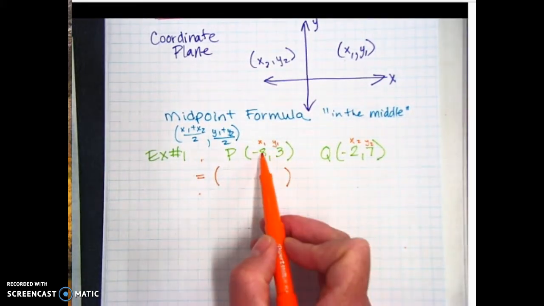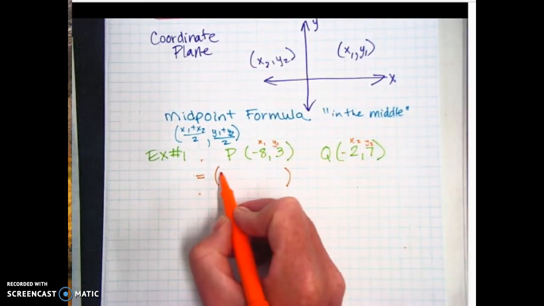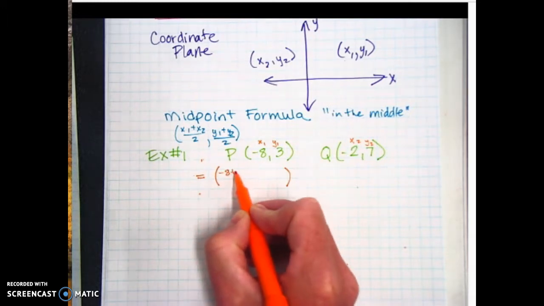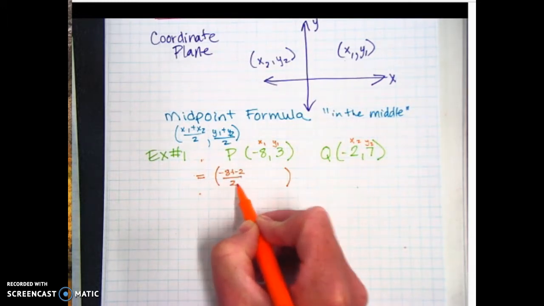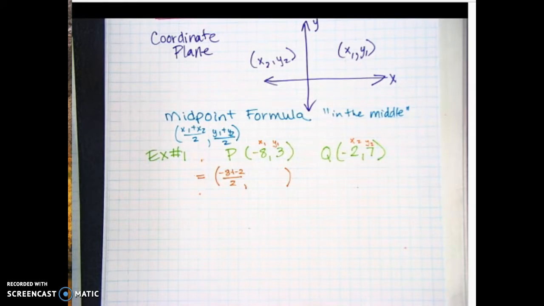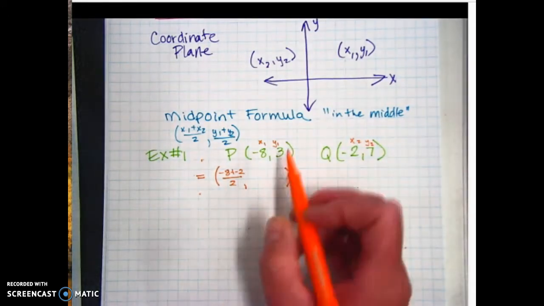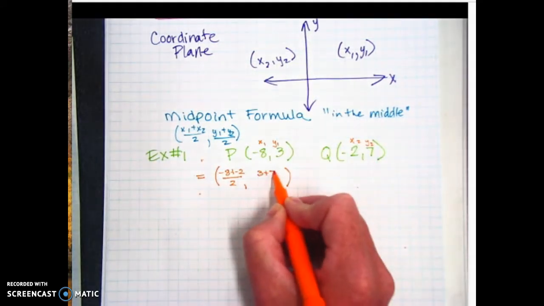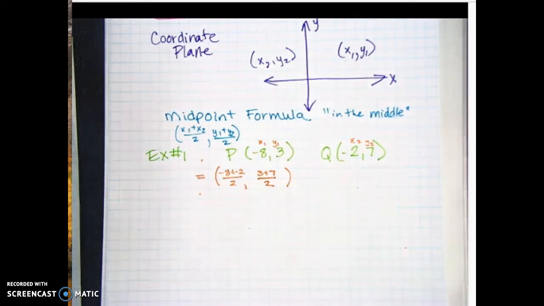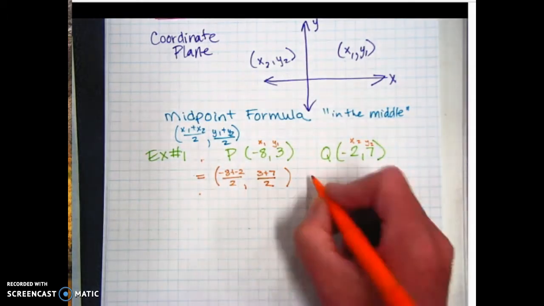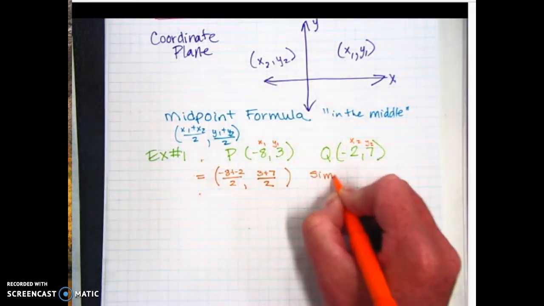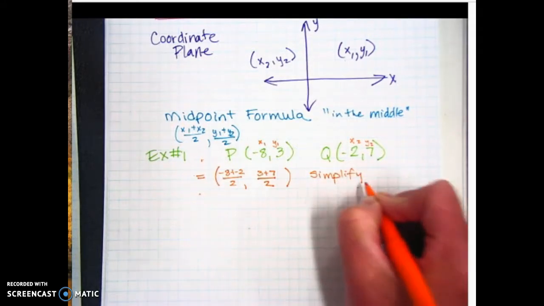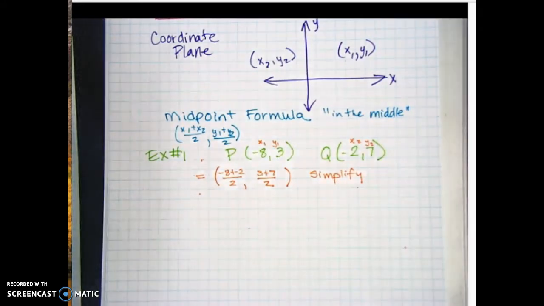We're going to take the x1 and the x2, add them together. So we're going to have -8 plus -2, and we're going to divide by 2. Then to get the y coordinate, we have to add the 2 y's together. So we're going to say 3 plus 7, and then divide by 2. From here, all you have to do is simplify. So as long as you plug it in correctly, it's basically calculator work from here.